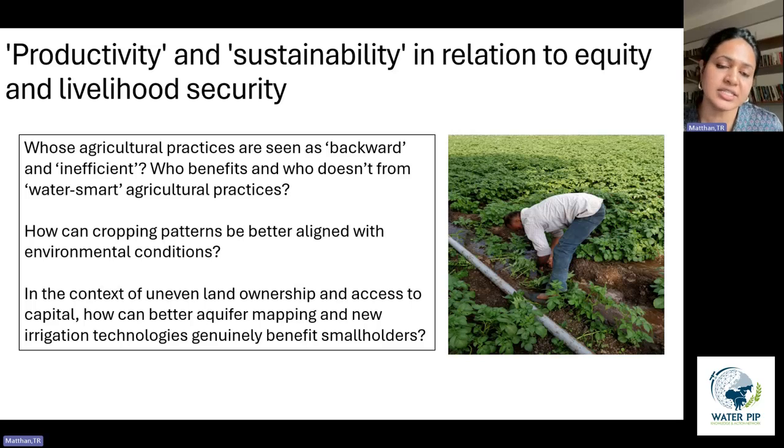So there is, for instance, the need for more data, better aquifer mapping at a level that is useful to smallholders, but at the same time, just data alone cannot be enough in the context of highly uneven land ownership and uneven access to credit and capital. So these are just some questions I want to end with.